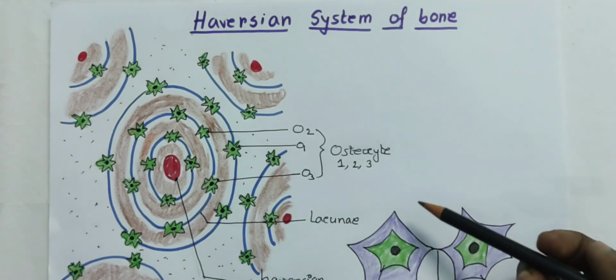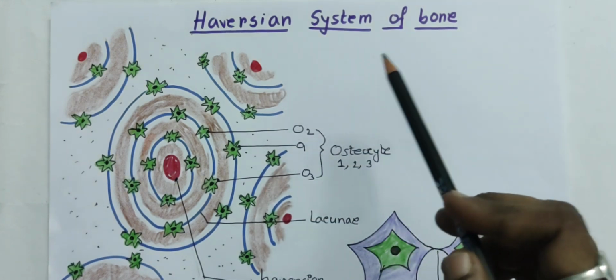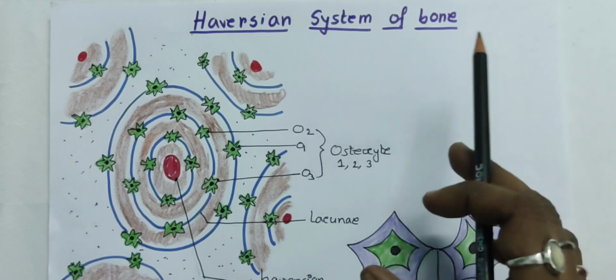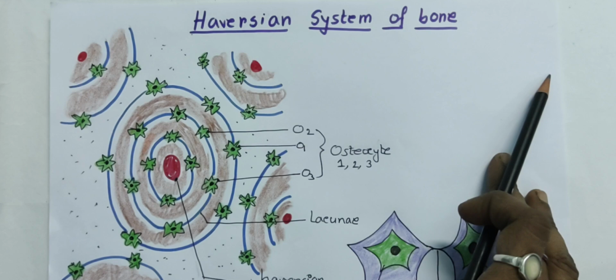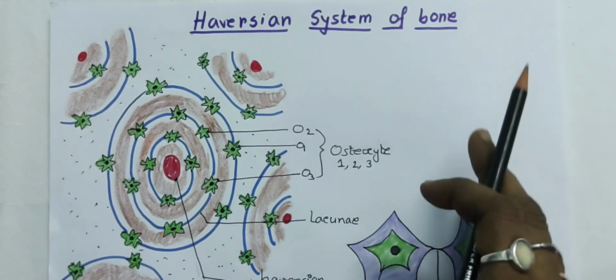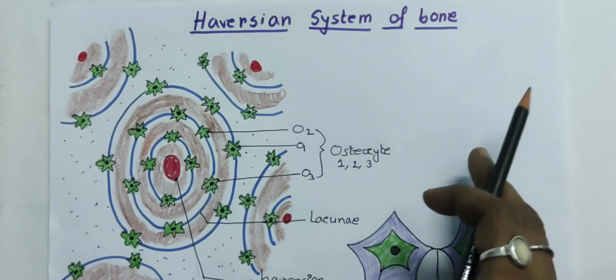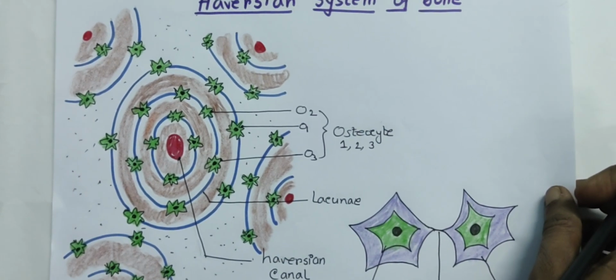So this is my last slide. Here I am explaining the Haversian system of bone. The Haversian system is generally found in mammalian bone. So look very carefully, because most of the students feel doubt in this session. They don't understand what the Haversian system of the bone is. So let's look very carefully.